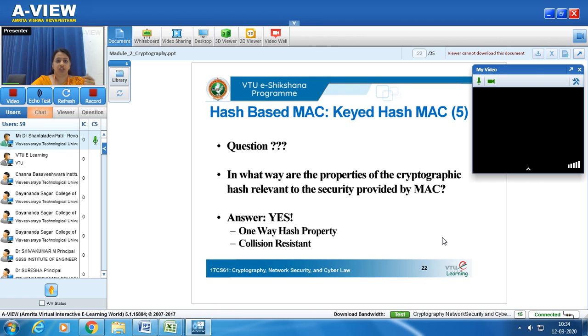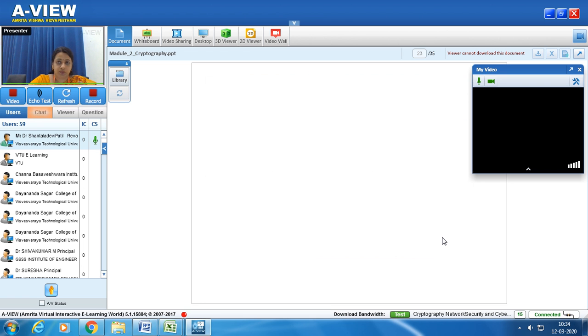So, moving further. The next question is, in what way are the properties of cryptographic hash relevant to the security provided by the MAC? Yes, they are relevant because we are able to achieve the one-way hash property over the MAC. We are not able to reverse the MAC because we have used hashing. Another one is collision resistance. Both properties we are able to achieve even with the help of MAC.